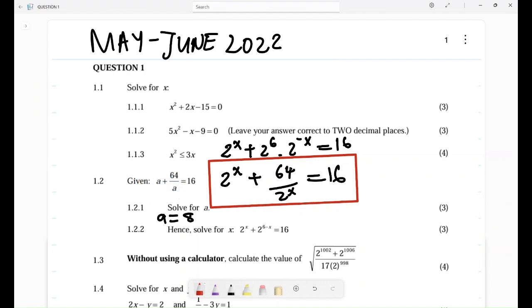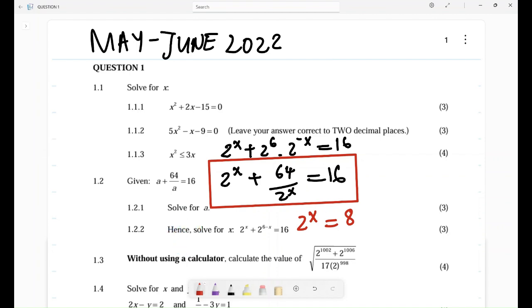So if that's the case, you all agree that the final answer for this question is going to be 2 to the power of x is equal to 8. Instead of a, it is 2 to the power of x, equal to 8. Then now you have to solve. The examiner said hence, which means whatever this part is, you have to use it. You could see the pattern, multiply by 2 to the power of x and start over, but the examiner said hence for you to realize that there is something there.